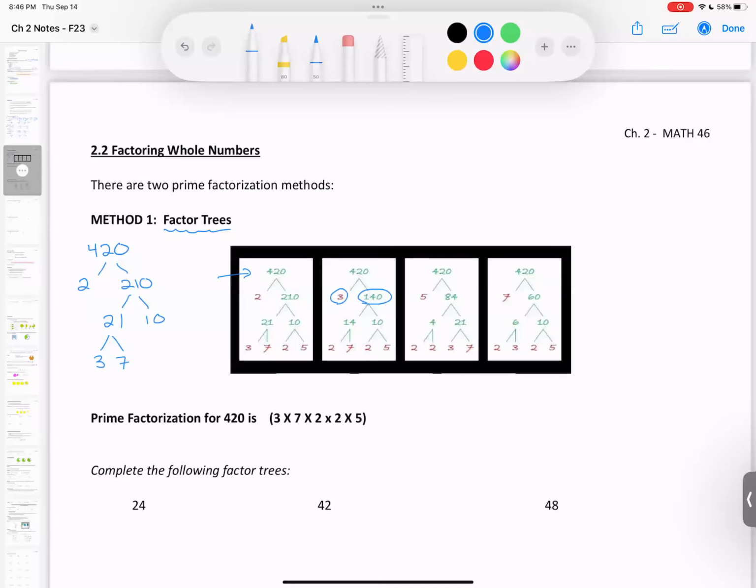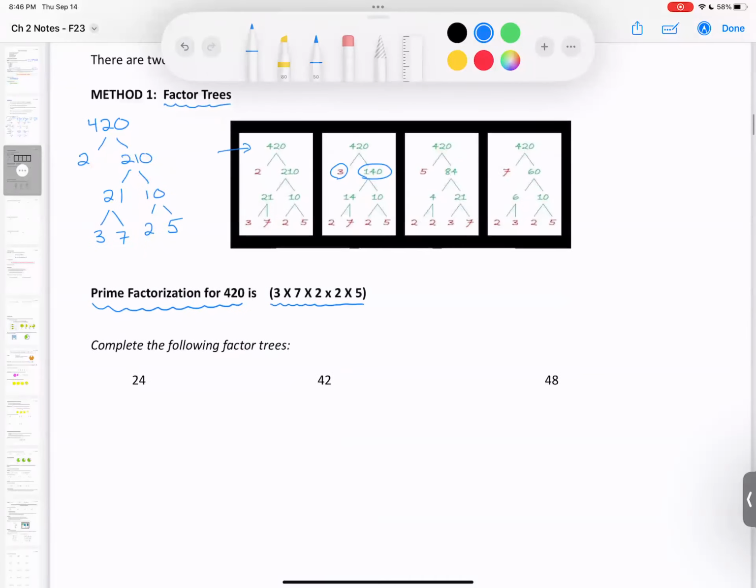10, what factors of 10, what two numbers would multiply together to give us 10? That would be 2 and 5. Those are also both prime, so we're now done our tree. And so what we would say is the prime factorization for our number 420 is those prime factors multiplied together. Because if you multiply those numbers together, you'll end up back at 420. Go ahead and try that on your calculator to convince yourself that's true.